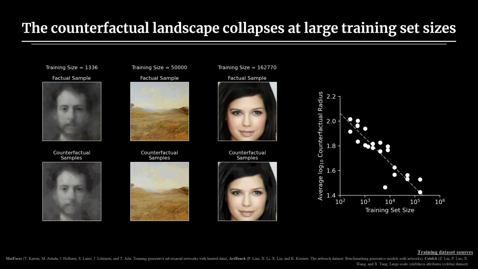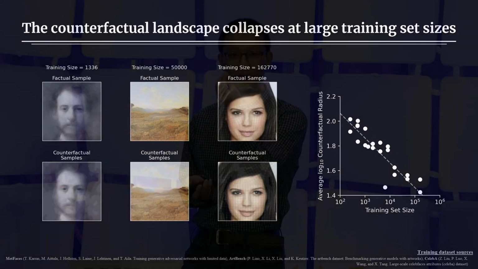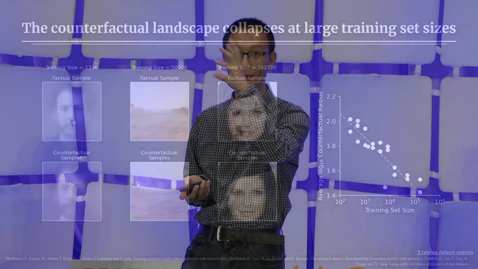And so what's happening is, the way I like to visualize this is, you have the factual sample here in the middle, and you have these counterfactuals dotted around it. And this landscape, as your training set size gets larger and larger, begins to collapse in towards the factual sample in the middle here. And by the time you get to training set sizes that are 100,000, 200,000, 1 million, the entire counterfactual landscape is contained in this tiny volume that surrounds the factual sample.